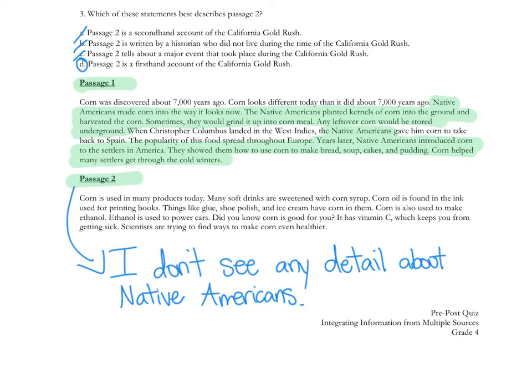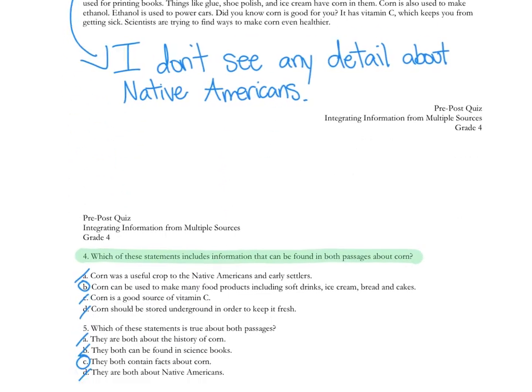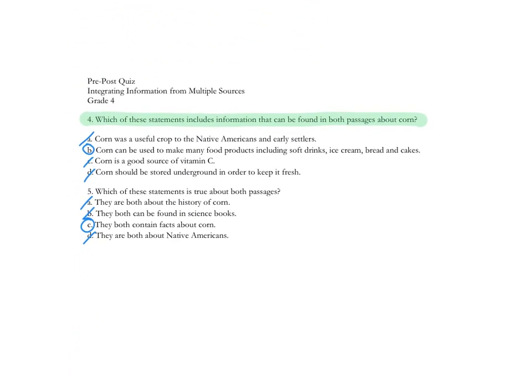Okay? And now I want you to look at this question, number 4. This was a commonly missed question. And we had about 50% of us got the best answer and about 50% of us missed it. It was about even Steven. Okay? So let's look at it. It says, which of these statements includes information that can be found in both passages about corn?